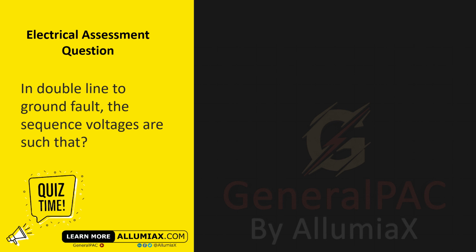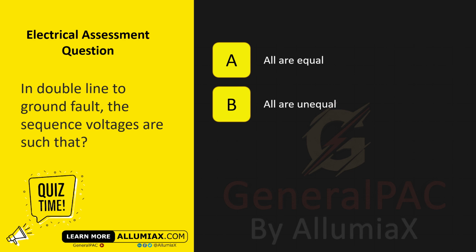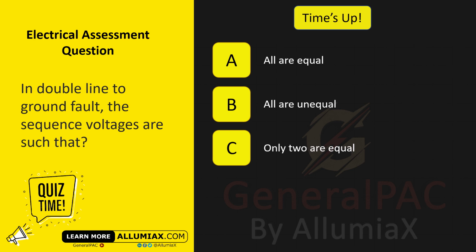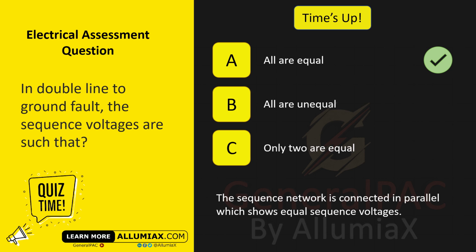In double line to ground fault, the sequence voltages are such that A. All are equal. B. All are unequal. C. Only two are equal. Time's up. The answer is A. All are equal. The sequence network is connected in parallel, which shows equal sequence voltages.